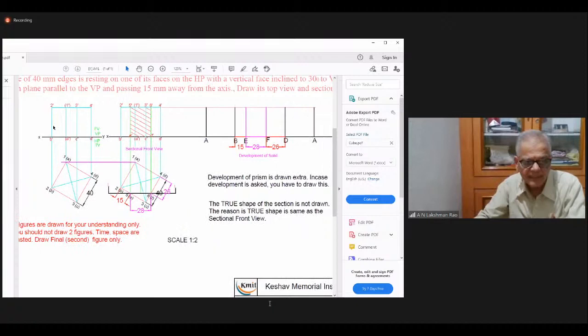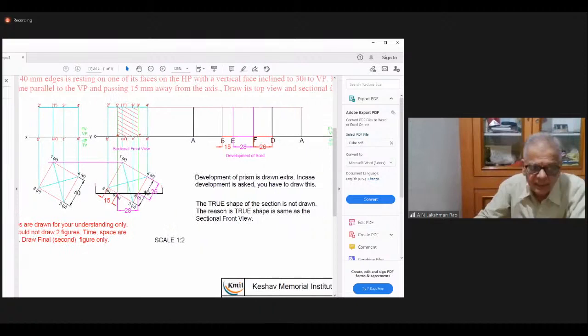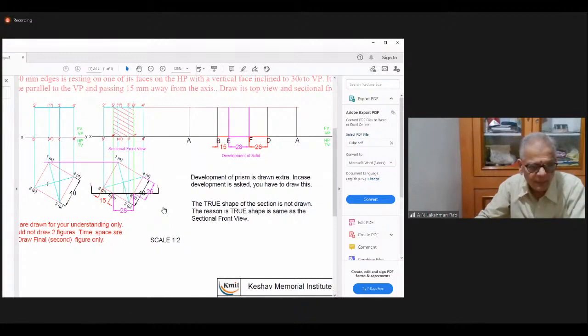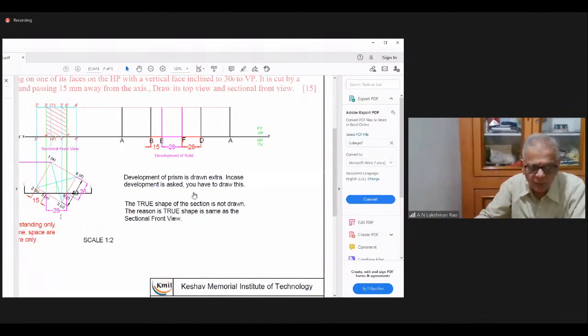Now, dear student, this is the height. From here, this figure, let us forget now. For all practical purposes, this figure is not there. Only this much you are going to draw. So from here, you draw a horizontal line.